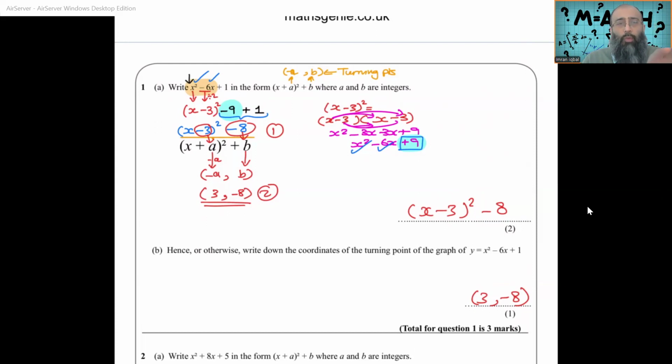Okay. Now, just to make you feel confident that we are doing it all right, I'm going to now use a graphing software to graph that equation. I'm going to show you that our turning point is actually (3, -8). So give me 1 second while I just quickly pull that up.